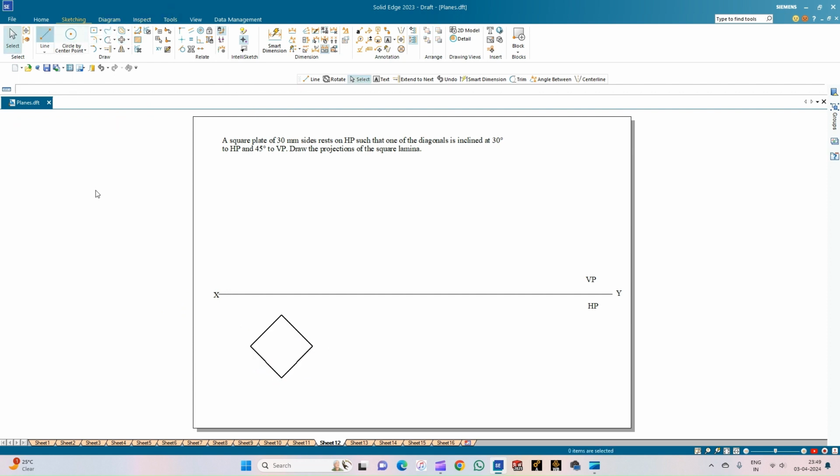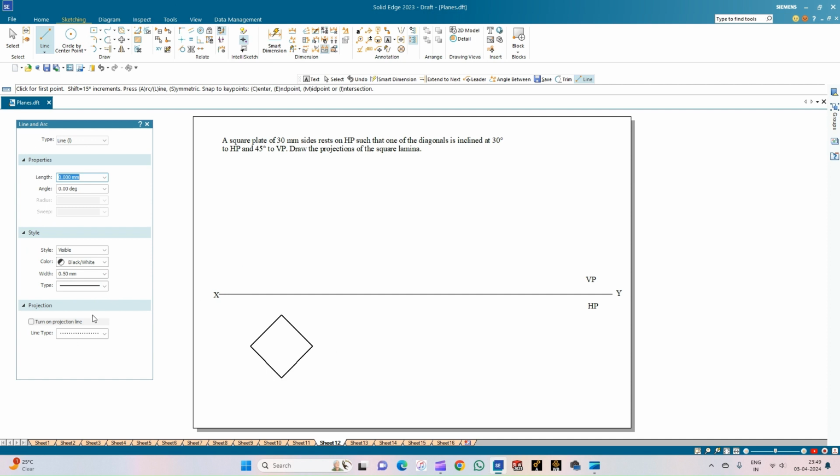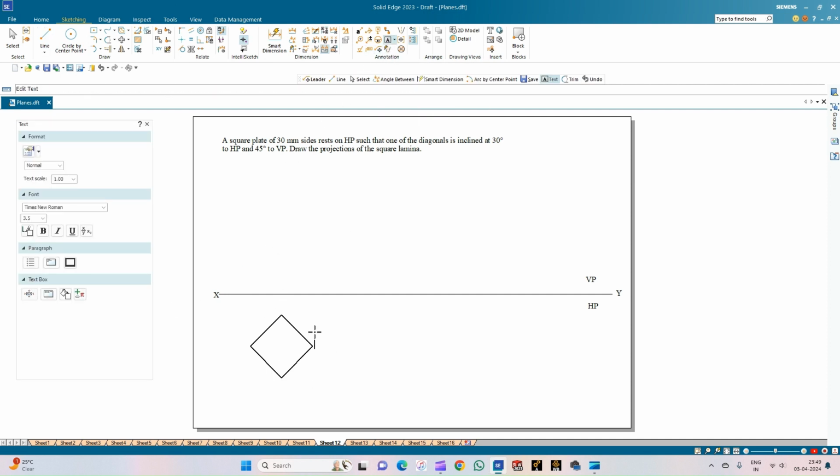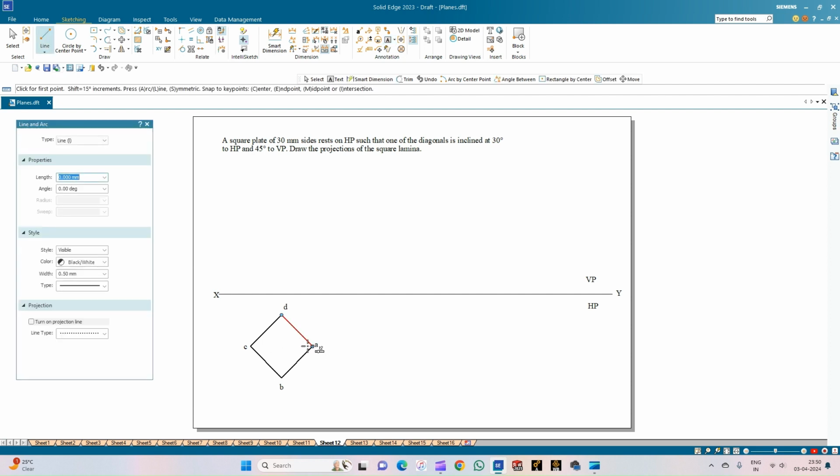By drawing the projection lines, we will get the front view. Before we draw the front view of the square, let us annotate this square lamina as ABCD. This is corner A, it is resting on the corner A. This is corner C, and this is corner D. The diagonal for our reference is A to C. We will consider that the diagonal is AC.